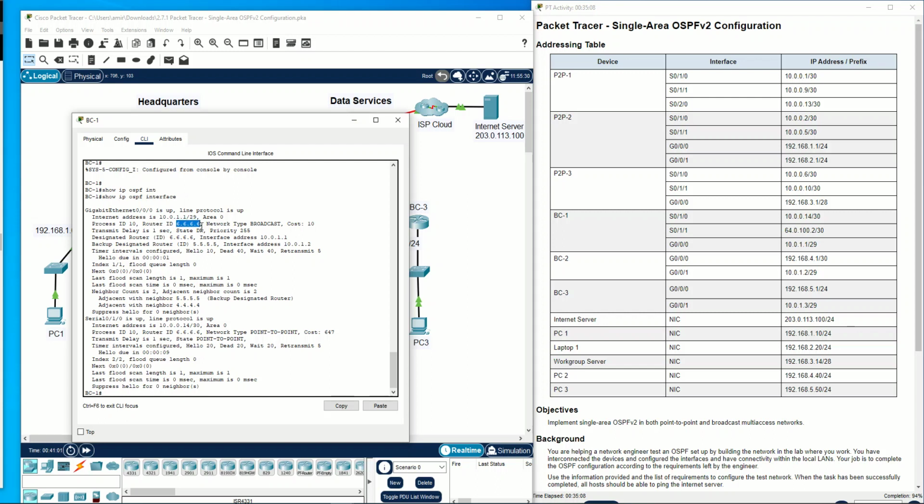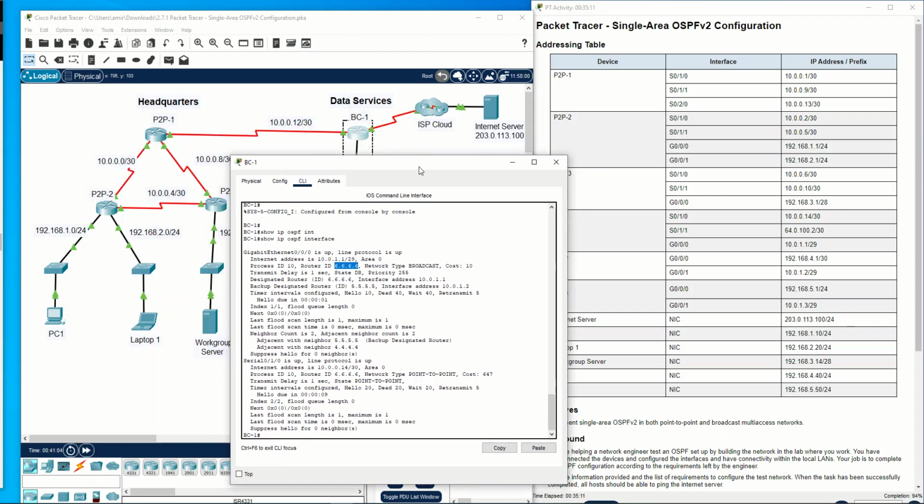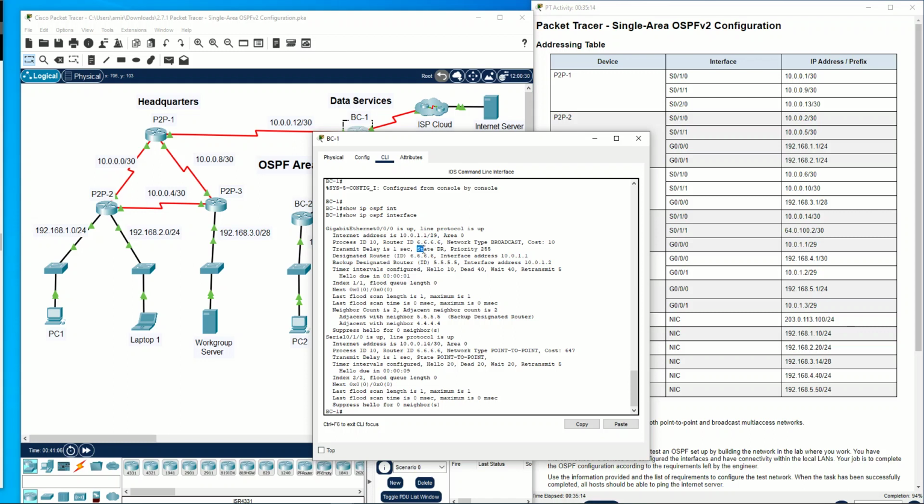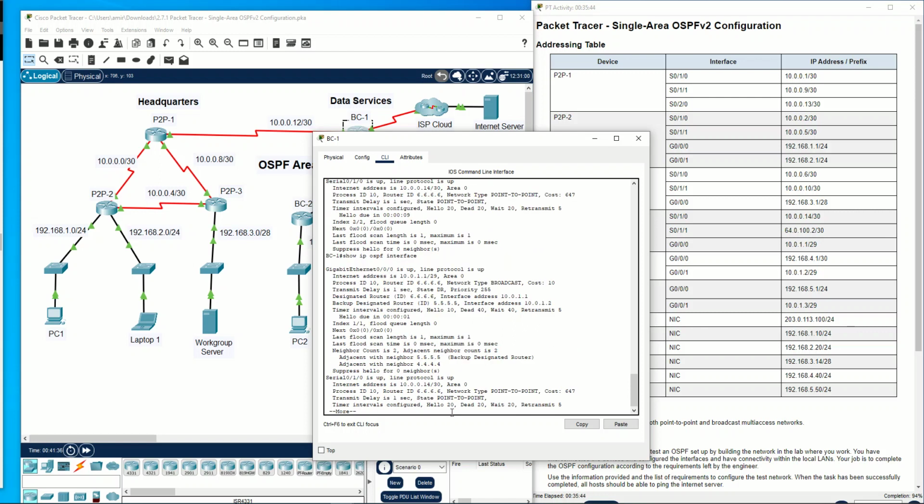What is the router ID of BC1? This is 6.6.6.6. And what is the state? State is DR because priority is 255, as you know. And hello packets is 10, but this is for the G0/0 interface, but I'm looking for serial 0/0/1/0. Hello packets is 20. Yes. And other information also here.